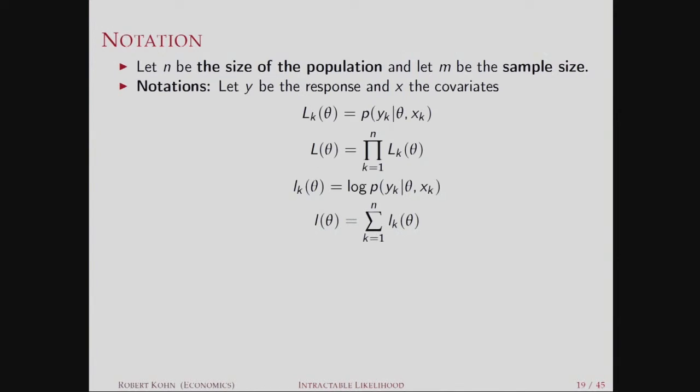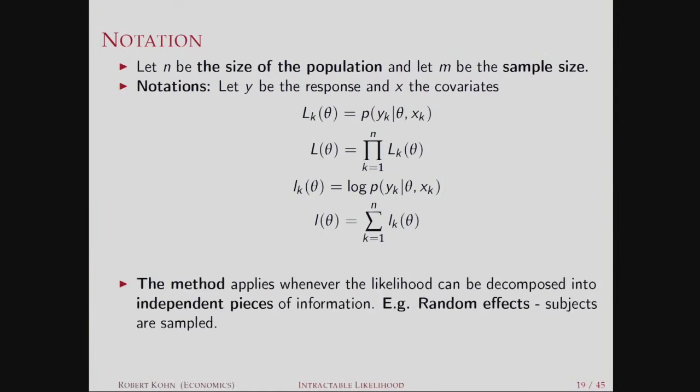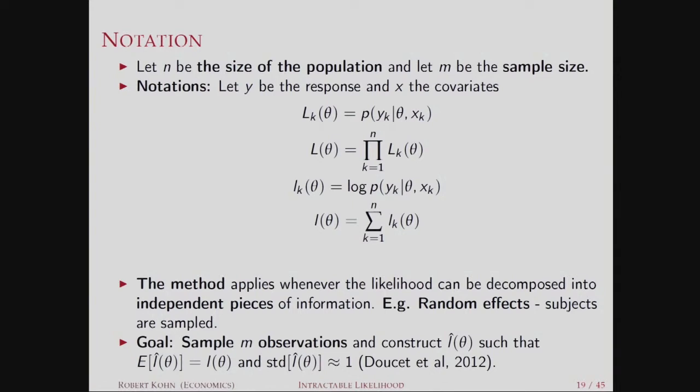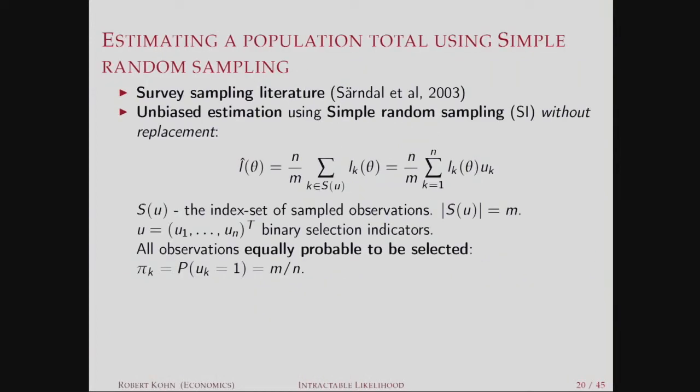That is, small variance. So here's the notation. L_k(θ) is the kth bit of the likelihood. L(θ) is the likelihood. Little l_k(θ) is the log of the kth bit, and l(θ) is the total log likelihood. The method applies whenever the likelihood can be decomposed into independent pieces of information, like panel data, maybe even time series data, and we construct an estimator such that the standard deviation is about 1.